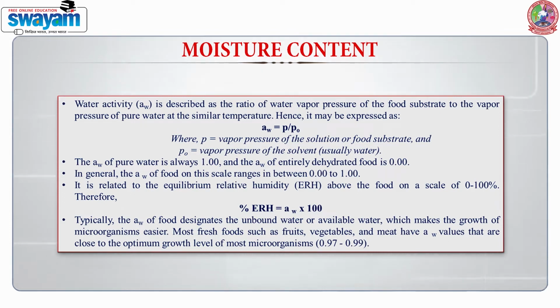The water activity of pure water is always 1 and the water activity of entirely dehydrated food is 0. In general, the water activity of food ranges between 0 and 1. It is related to the equilibrium relative humidity, also called ERH, above the food on a scale of 0 to 100. Typically, the water activity of food designates the unbound or available water, which makes the growth of microorganisms easier. Most fresh foods such as fruits, vegetables and meat have water activity values close to the optimum growth level of most microorganisms, around 0.97 to 0.99.